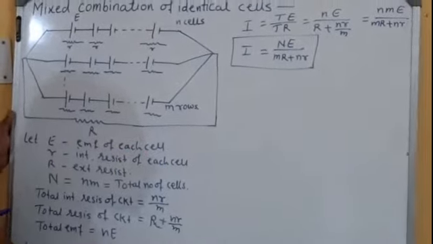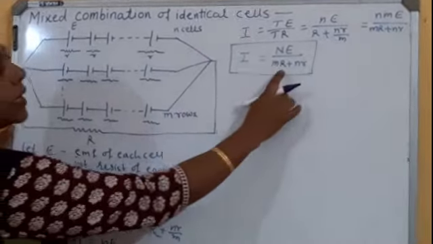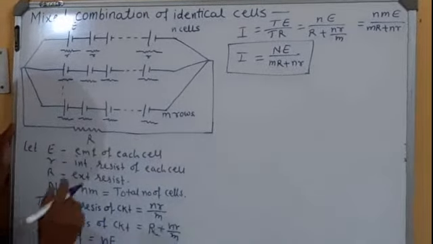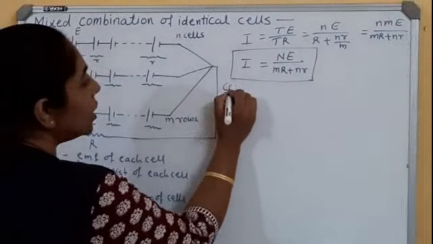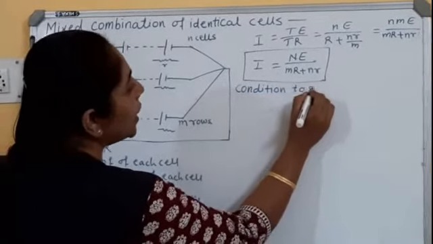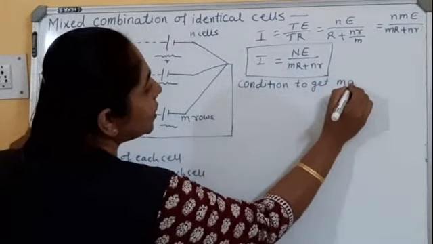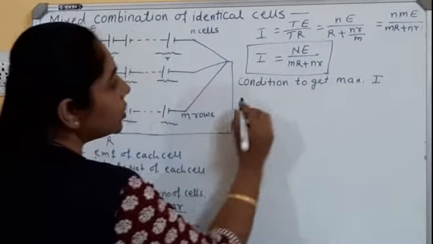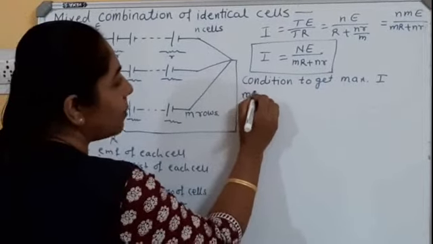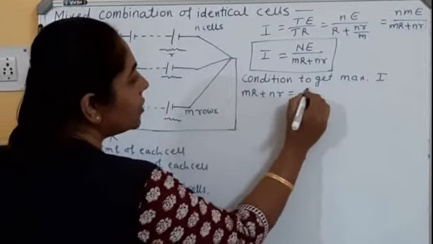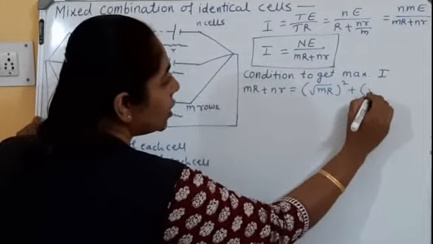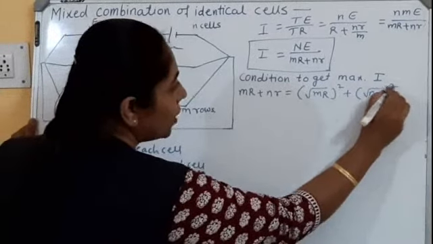Now when this current will be maximum? When the denominator is minimum. So let us find out when the denominator is minimum. So we write condition to get maximum current. So we will take the denominator. So I am going to write that mR plus nr in this way. Under root of mR square plus under root of nr square.